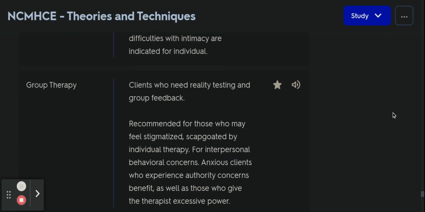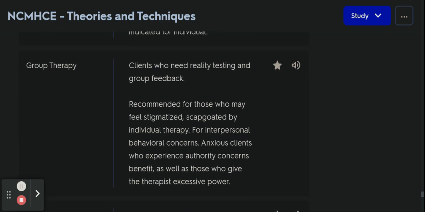Group therapy: clients who need reality testing and group feedback. Recommended for those who may feel stigmatized or scapegoated by individual therapy, for interpersonal behavioral concerns, and for anxious clients who experience authority concerns. It also benefits those who give the therapist excessive power.